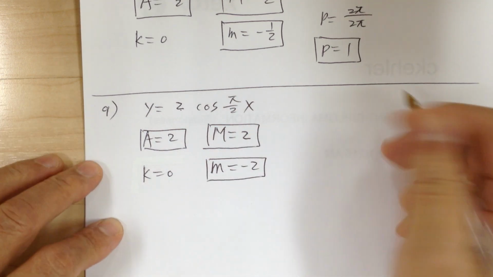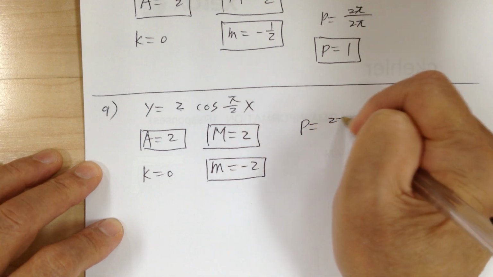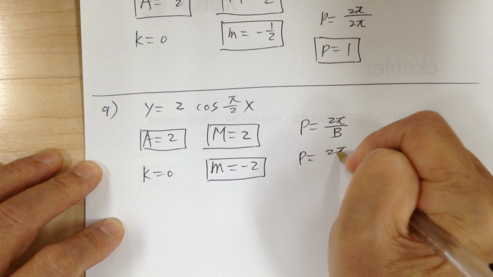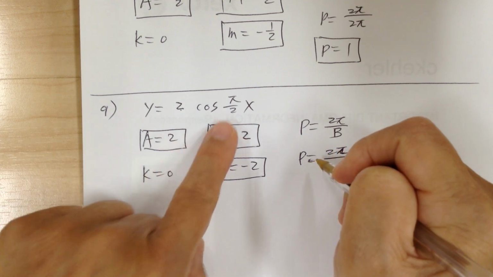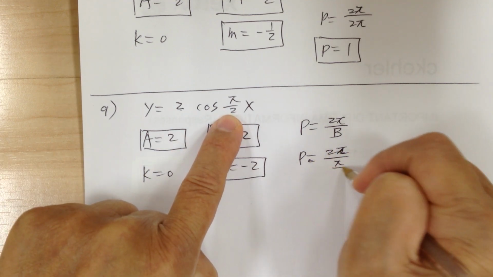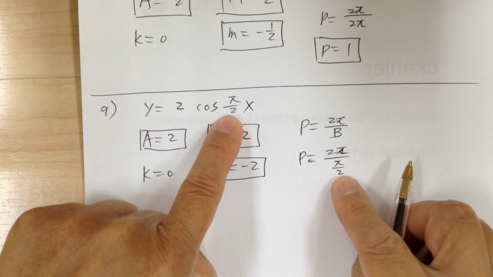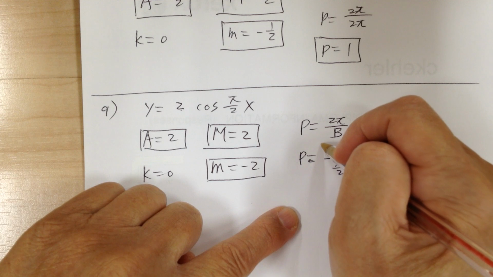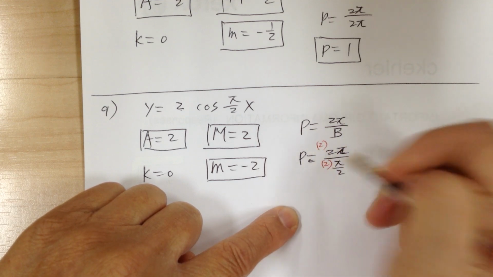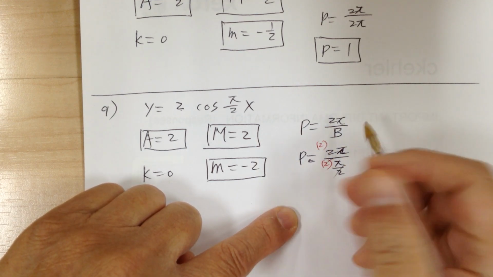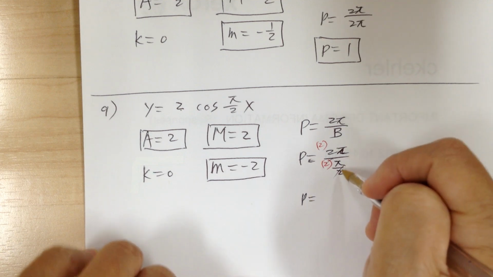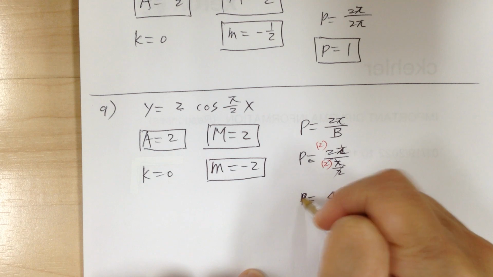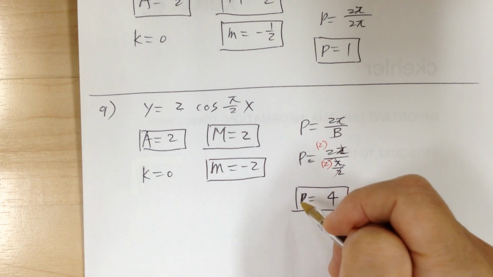Okay. Now to figure out the period, period equal to 2 pi over b. That's your b over here, so it's pi over 2. Now again, you have a complex fraction. To simplify a complex fraction, multiply the top and the bottom by the common denominator, so that this will cancel out. Once you cancel out, the pi can cancel out. So period equal to 4.